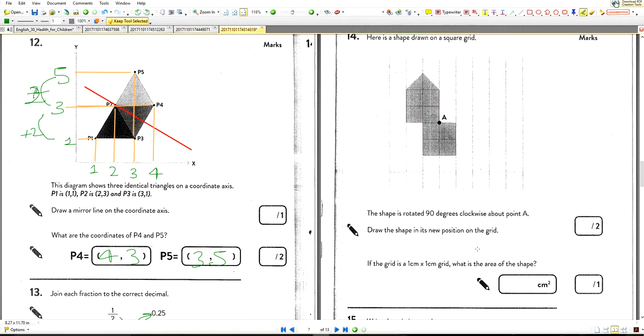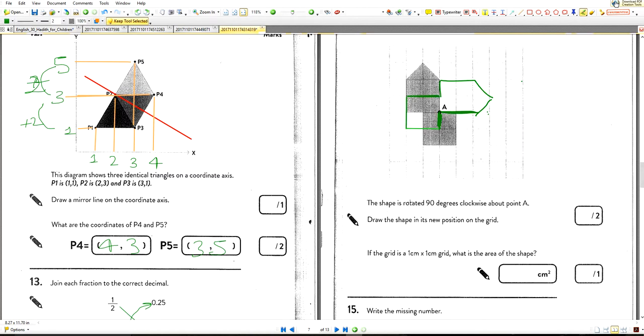The shape is rotated 90 degrees clockwise about point A. Draw the shape in its new position on the grid. Okay, let's see if I'll just do a freehand. I'm just going to pause. The shape is rotated 90 degrees clockwise about point A. Draw the shape. So I've had a go drawing a freehand. It's not the best of drawings, but I'm sorry for it being a little bit rough.